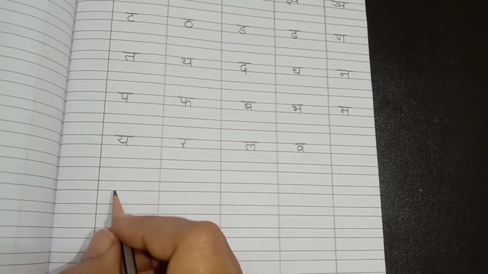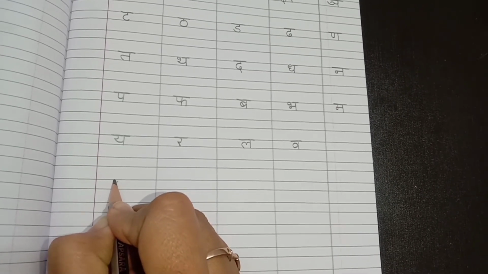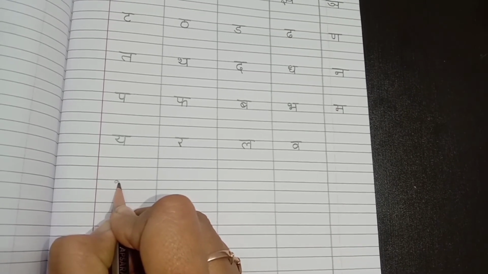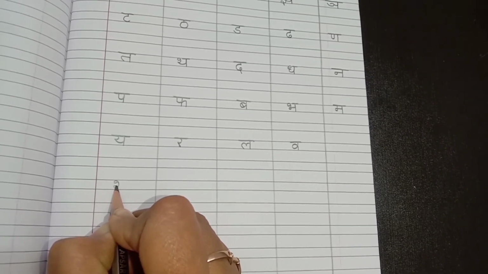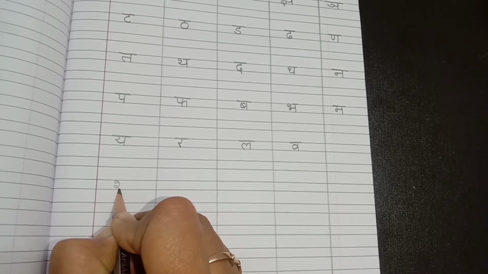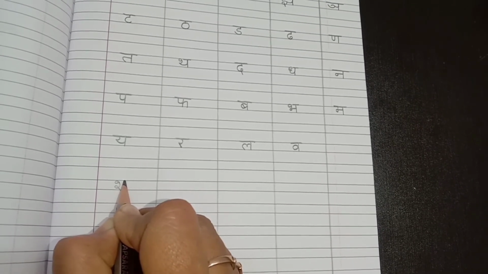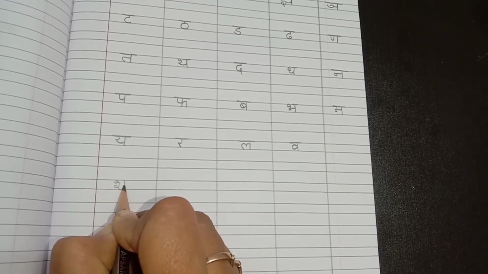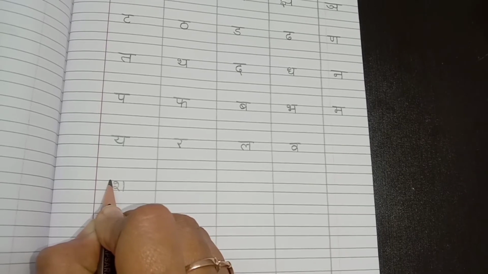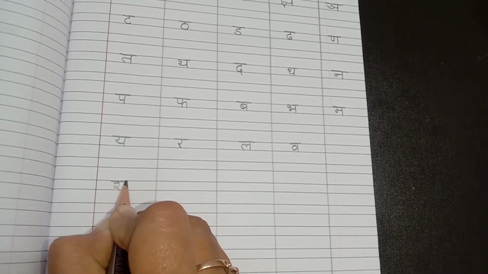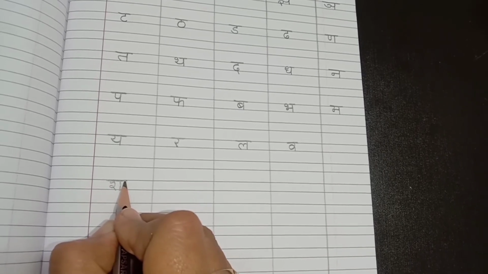For Vyanjan Sh, we will make a small circle, touch the first line, make a reverse C curve, again make a small circle and come down slant and touch the second line. Then from here, leave some space and make one more standing line from first line till second line and make a shirorekha on first line. ये शिरोरेखा हम पूरे व्यंजन के ऊपर करेंगे.